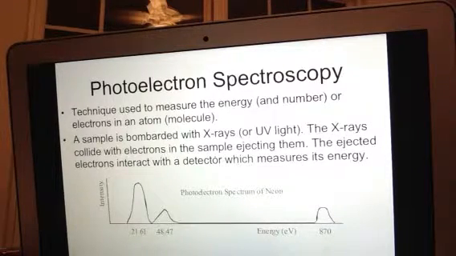So I want to go back to the photoelectron spectroscopy, especially this photoelectron spectrum. This is where we ended in class today, and I had you write down an explanation of why I would see the 1s peak at 870 for the energy, and then why I would have the 2s peak for neon at 48.47, and why the 2p peak is at 21.61. But let's go back and again talk about what photoelectron spectroscopy is.